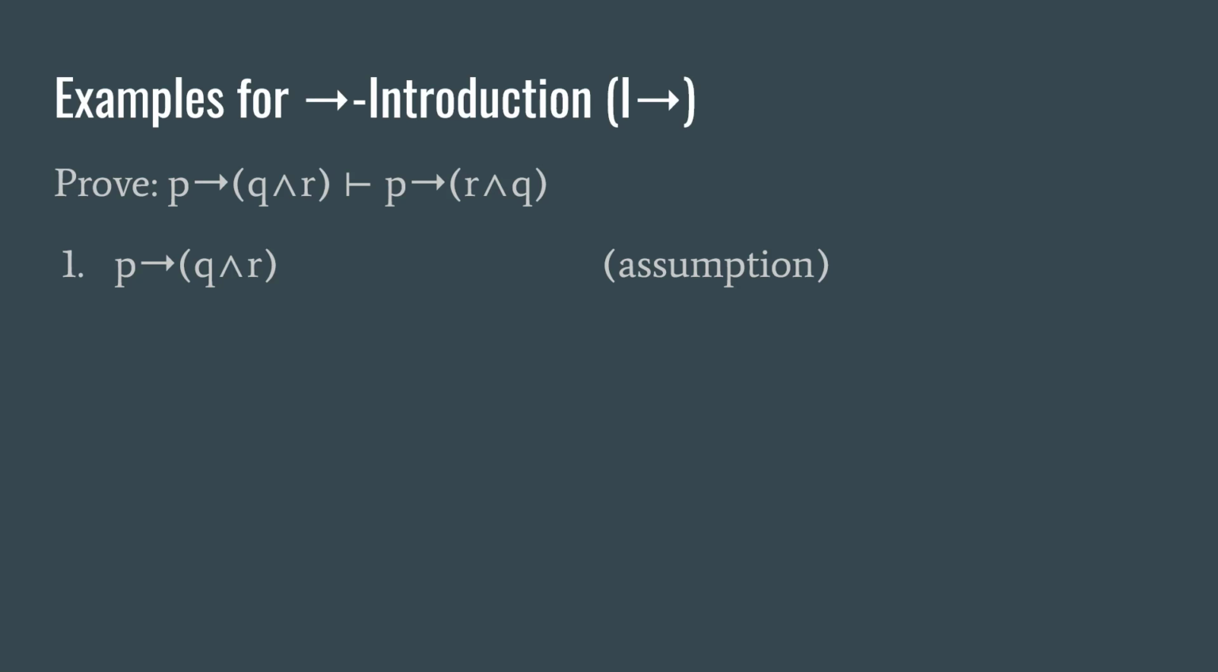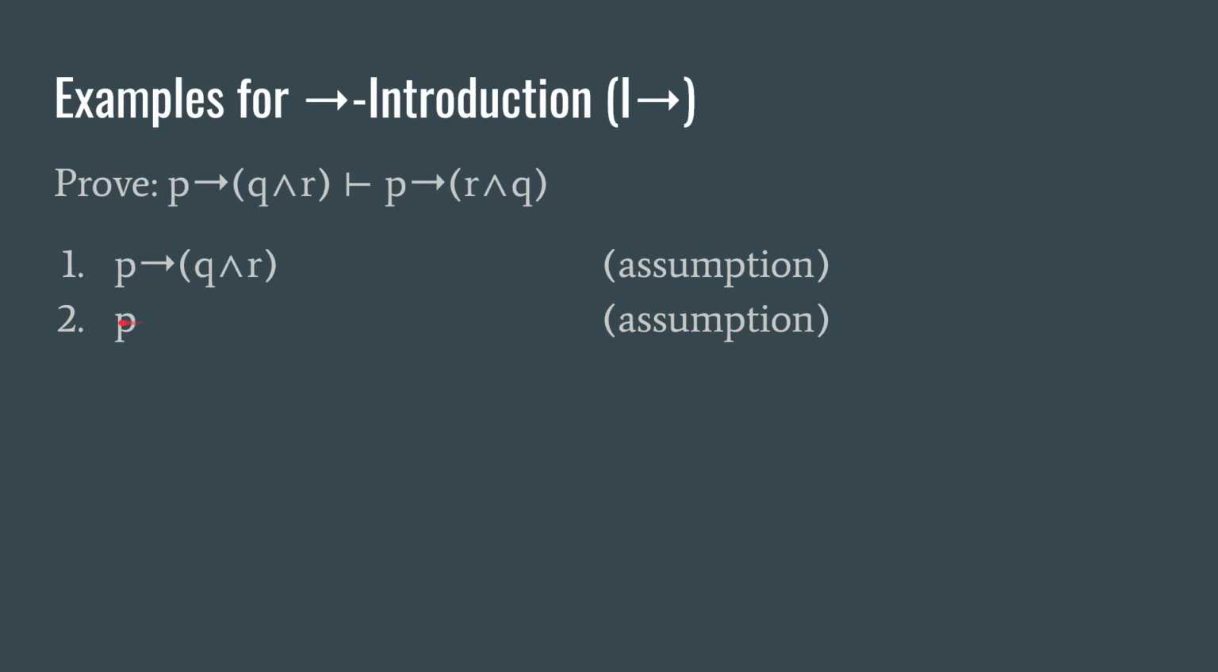Well, like with any proof, we start by listing our premise as an assumption, and we're going to show what follows from those assumptions. But now we need to introduce a new way of introducing assumptions. Notice that we're going to introduce a new assumption here that is not one of the premises. We're going to assume P and mark it as an assumption.